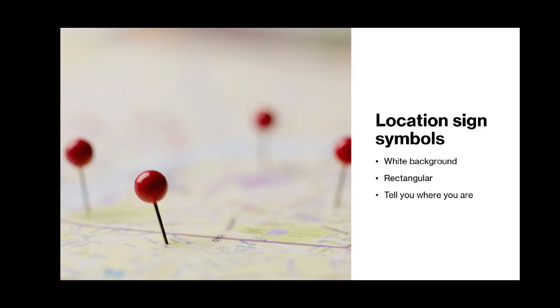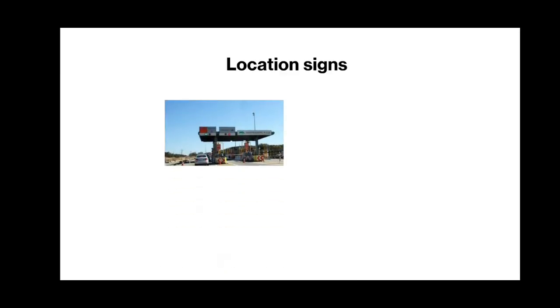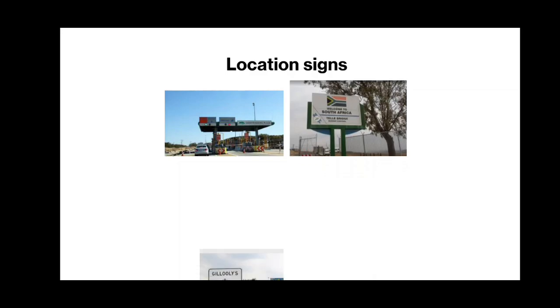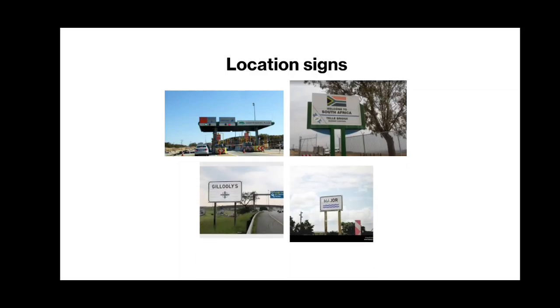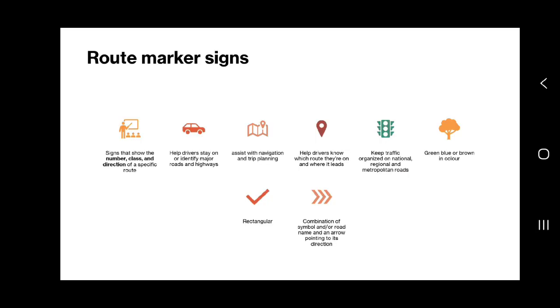Now we move on to location signs, the signs that tell you exactly where you are. They're usually white, rectangular, and simple, designed for quick reading. Some examples may include a welcome to Johannesburg sign, a welcome to the University of Limpopo sign, or a Nelson Mandela Drive sign. These are your confirmation signs that reassure you that you're on the right track. So in short, location signs don't give instructions, they give confidence.